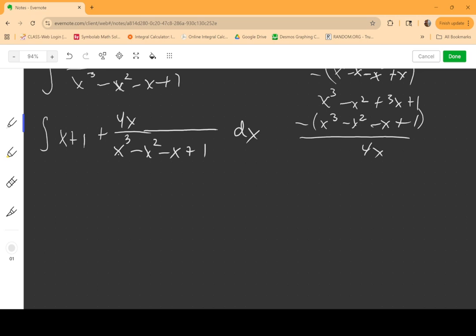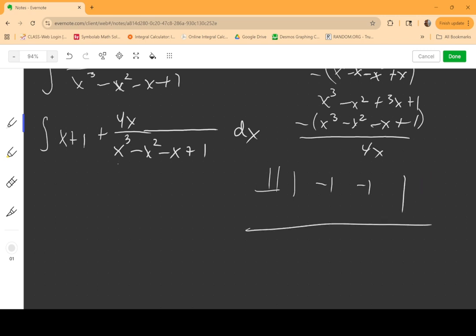I know 1 is going to work. If I plug in 1, we get 1 minus 1, 0, and then minus 1 plus 1, 0. So I know 1 is a root. If I know a linear root, I can actually use synthetic division here, or you can use long division as well. So synthetic division says, let's put all the coefficients: 1, minus 1, minus 1, plus 1.